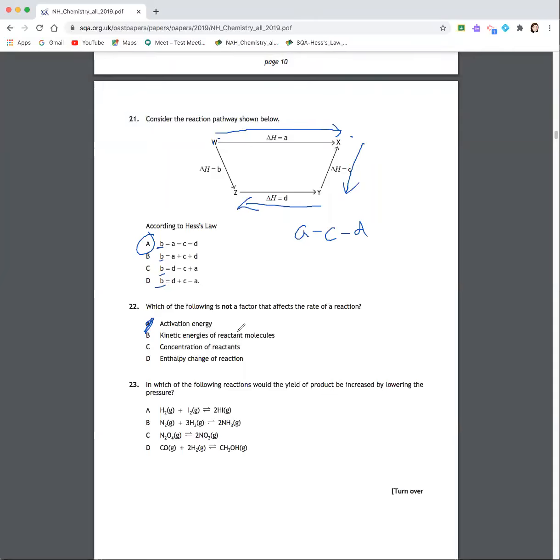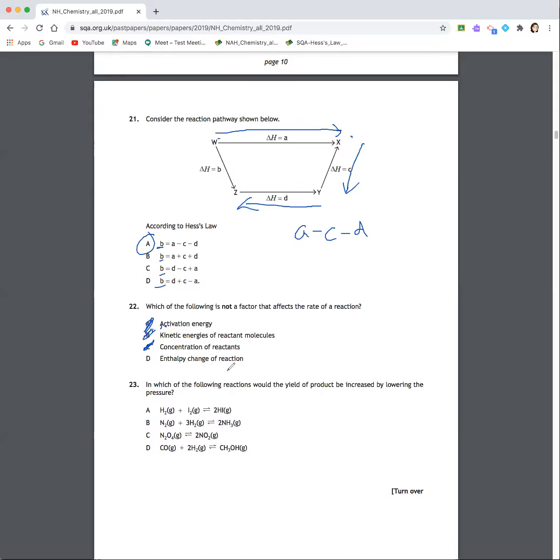The kinetic energies of the reactant molecules, well, that's important, because if you have lots of particles that have energy greater than or equal to the activation energy, then the reaction will be faster. Or if there's less particles that have the sufficient energy, then it will be slower. So B is not an answer, because that does affect the rate. The concentration of reactants, well, we know from National 5 that concentration affects the rate. As the concentration increases, the rate of the reaction will increase.